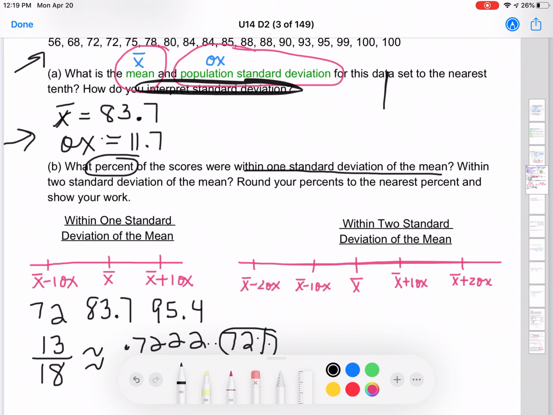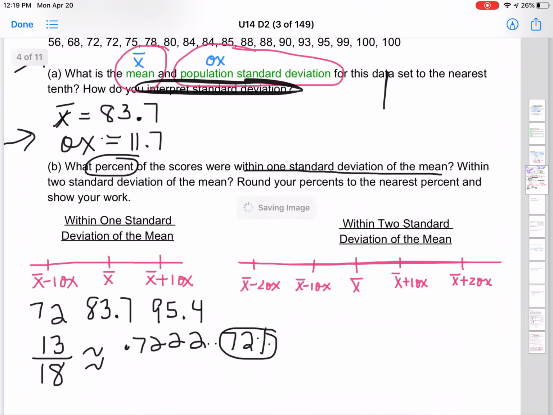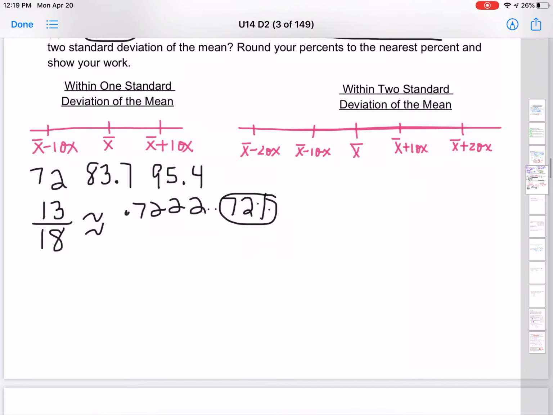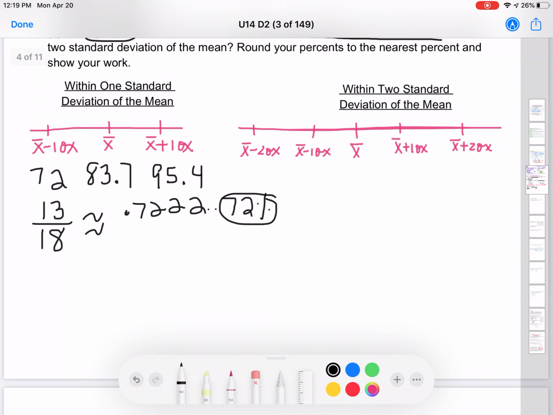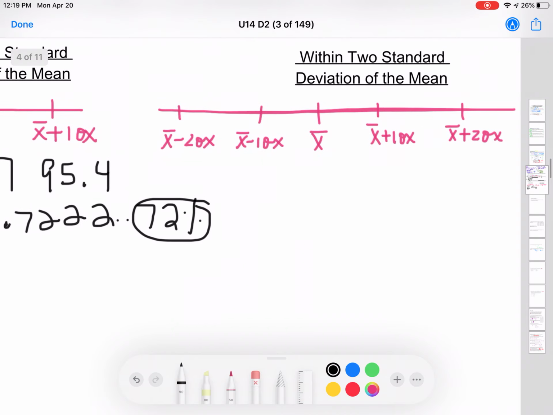Now let's look at what percent is 2 deviations away. So I'm essentially going to do the same thing we just did. I made the number line already, just so I could fill it in easily. So my x bar is 83.7. And x bar plus 1 deviation, we already did that on the other side, right? We got 95.4.